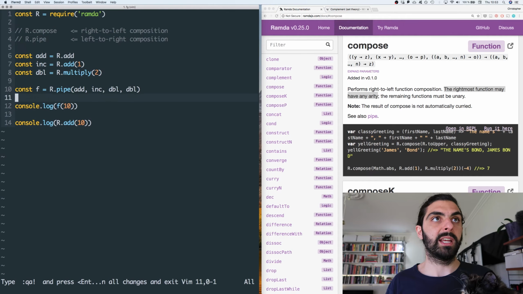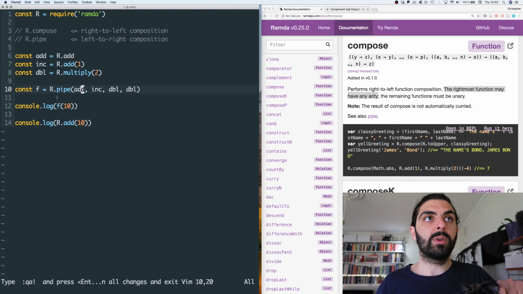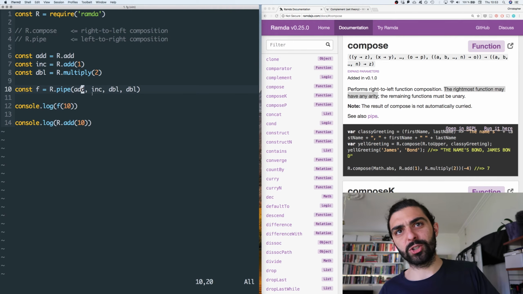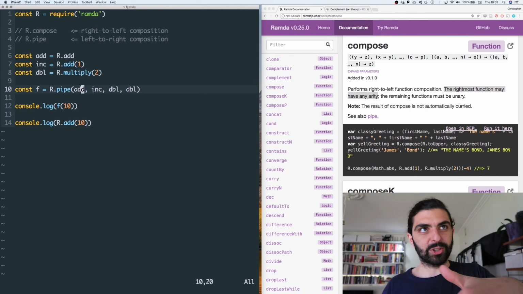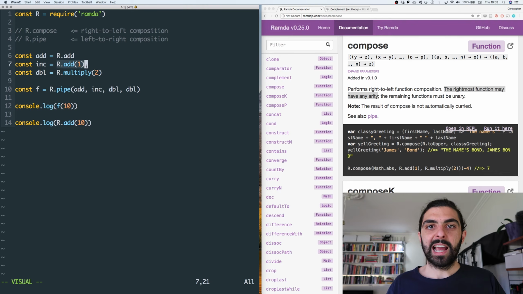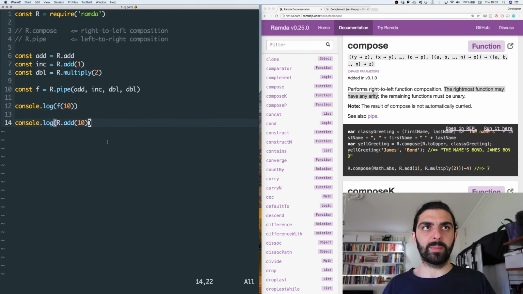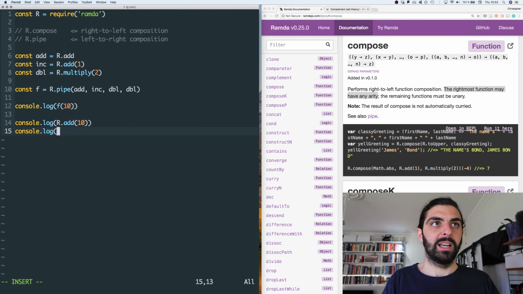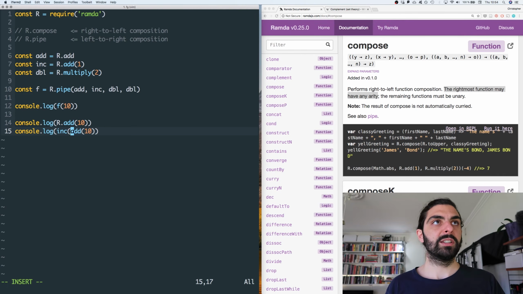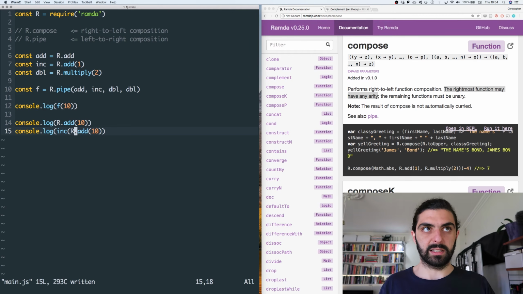So if you think about the pipeline here, what happens is that we pipe and we start with add. If we only run 1 argument through add, we get a function, and then we pass that function as input to the function inc, which doesn't make any sense because inc is a function that adds 1 to whatever we pass it. But if we say console log, let's look at this. If we say inc of r.add of 10, right? That's easier to think about, right?